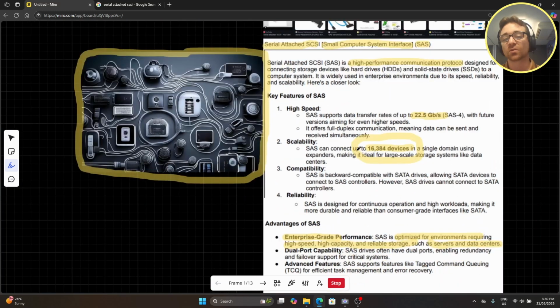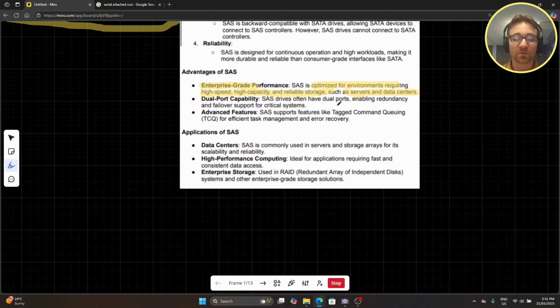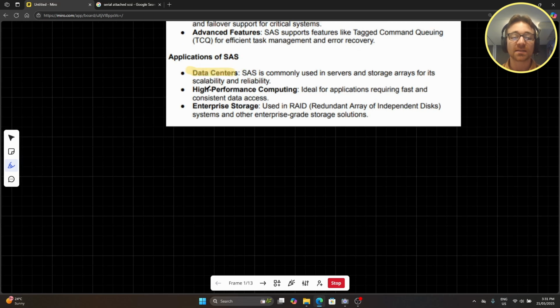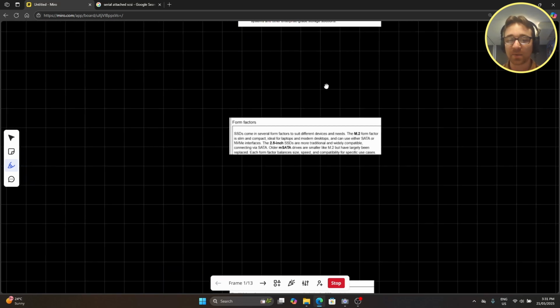So long as you understand this is used in enterprise-based settings to connect a wide variety of different devices at a speed of about 22.5 gigabits per second, all right? For SAS 4, that is. So as we said, used in data centers, high performance computing, and enterprise storage as well. Hopefully that made sense to you guys.